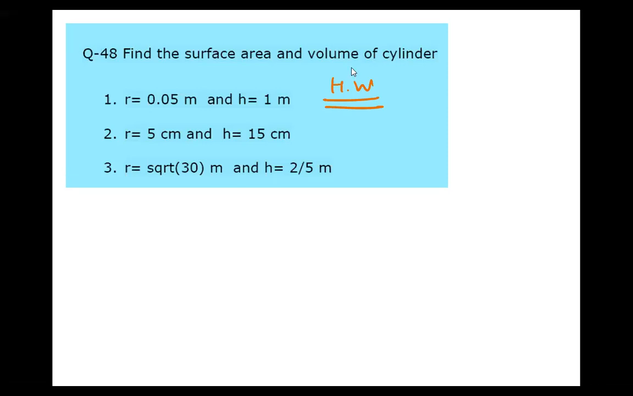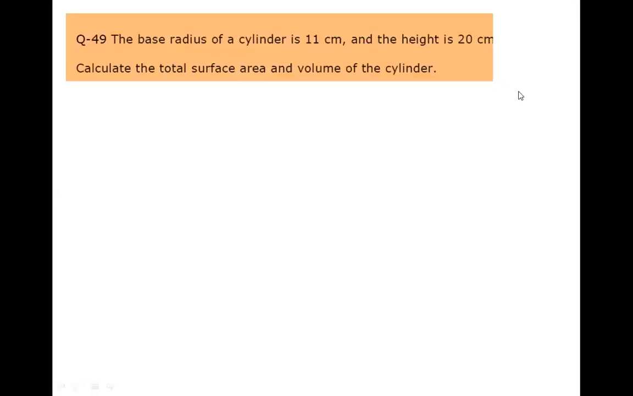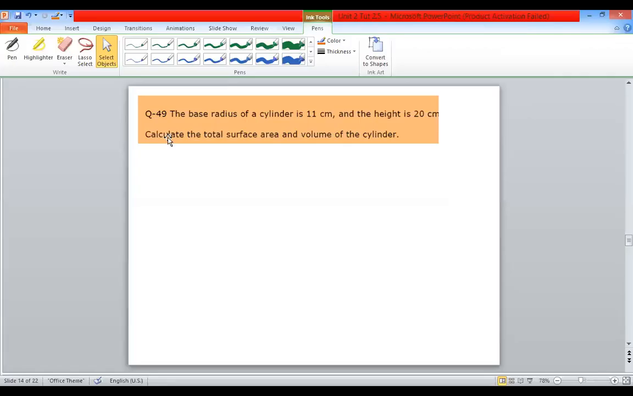Here, the next example on your screen, look here. The base radius of the cylinder is 11 centimeter. Their height is 20 centimeter. Calculate the total surface area and the volume. Students, here you can find the total surface area and the volume. The two quantities are given. It's again a very easy example. Radius is 11 centimeter and height is 20 centimeter. They ask you to find the total surface area and volume.